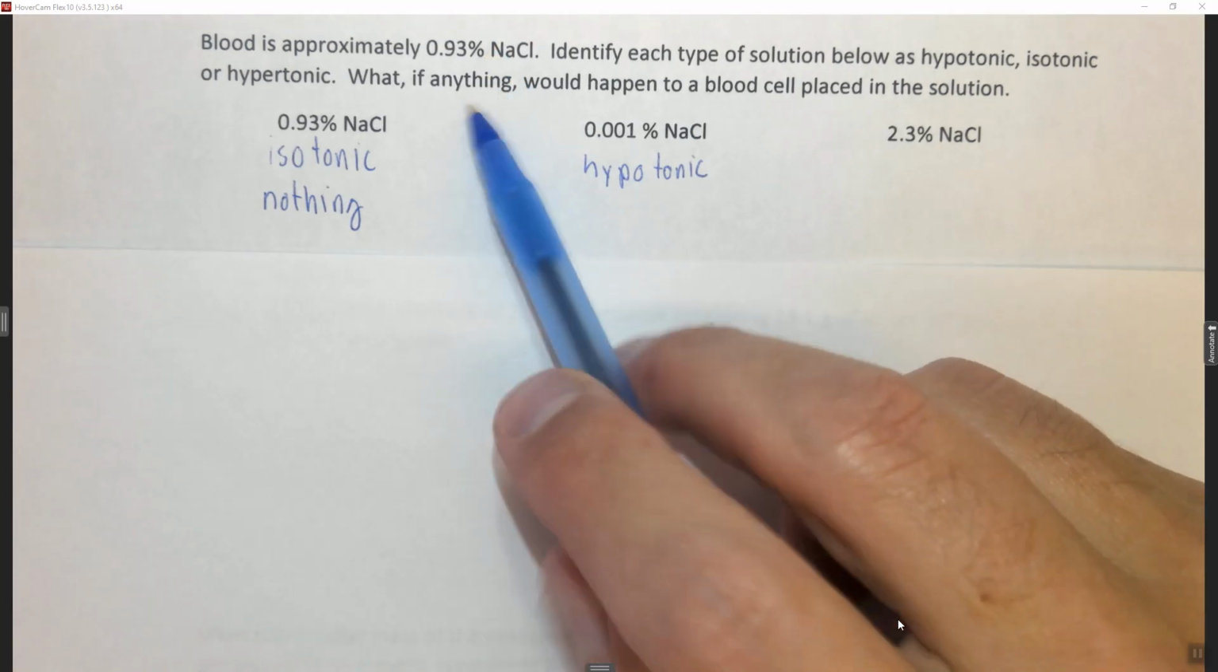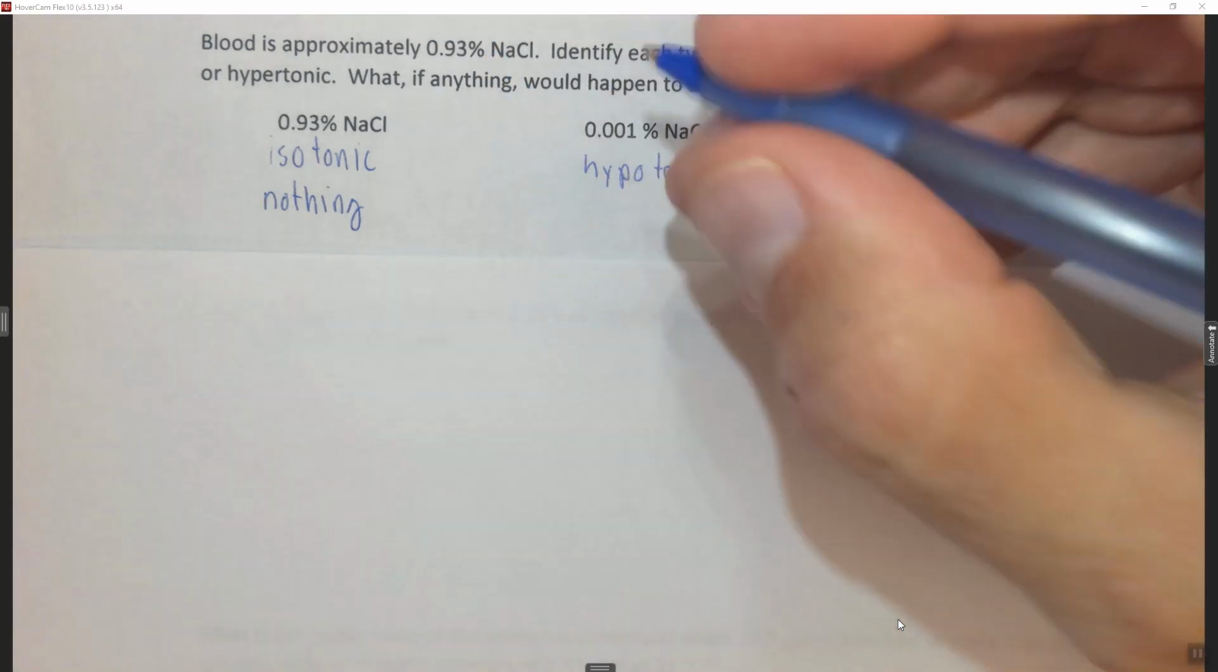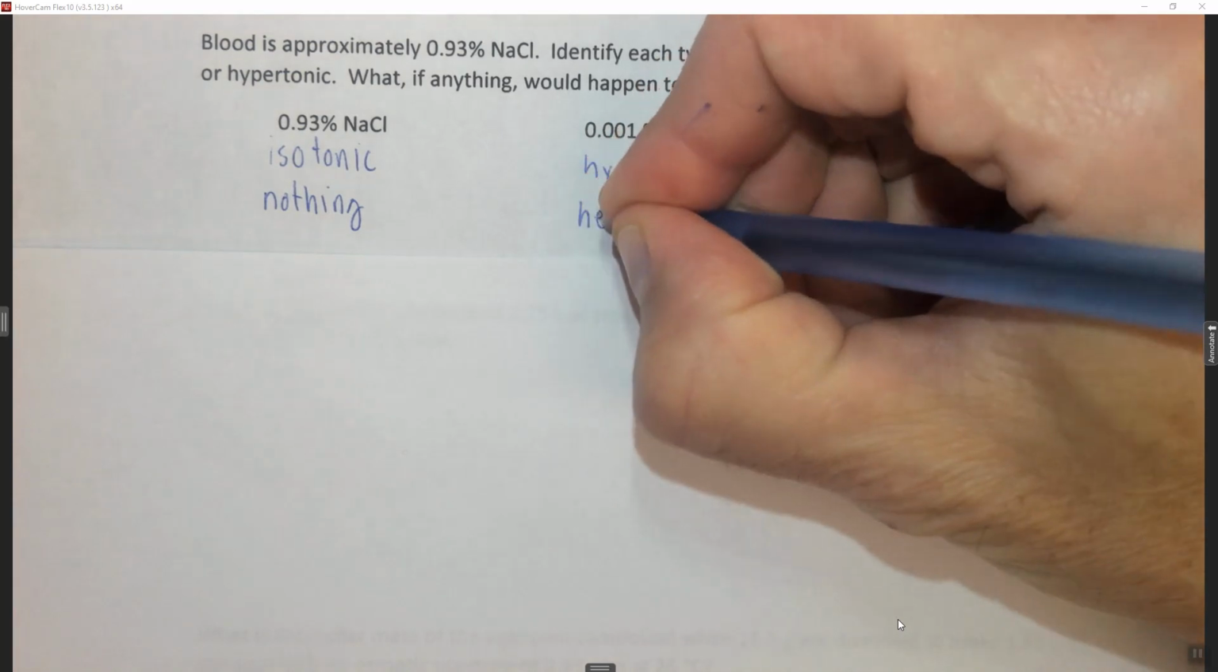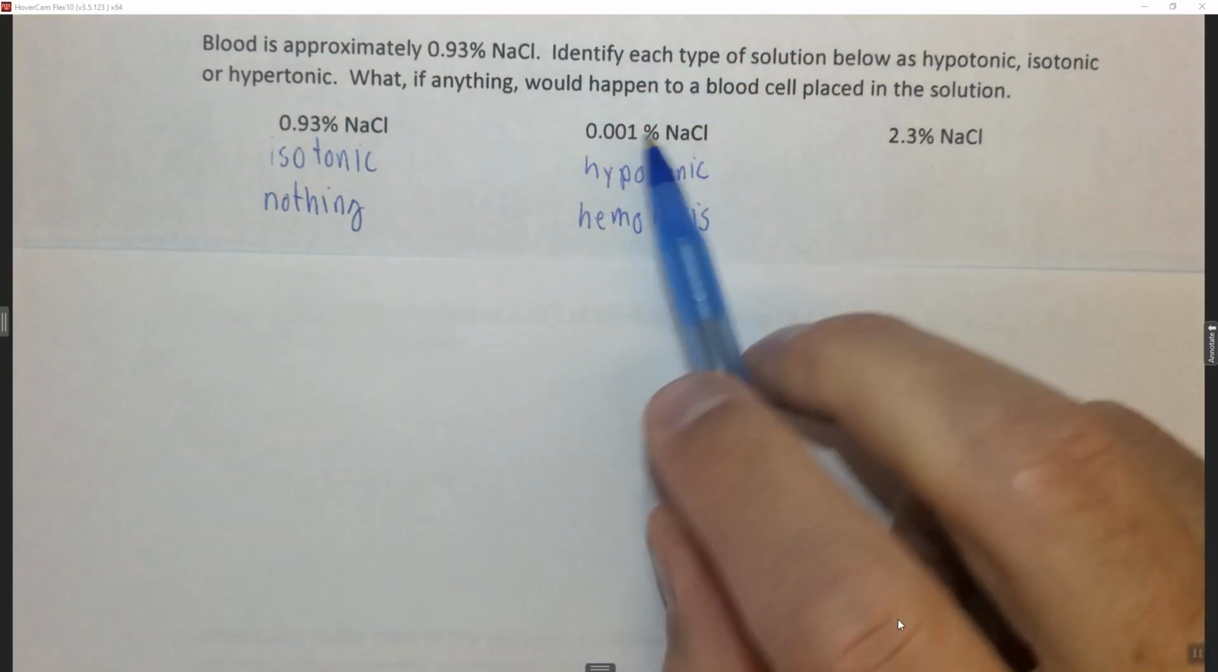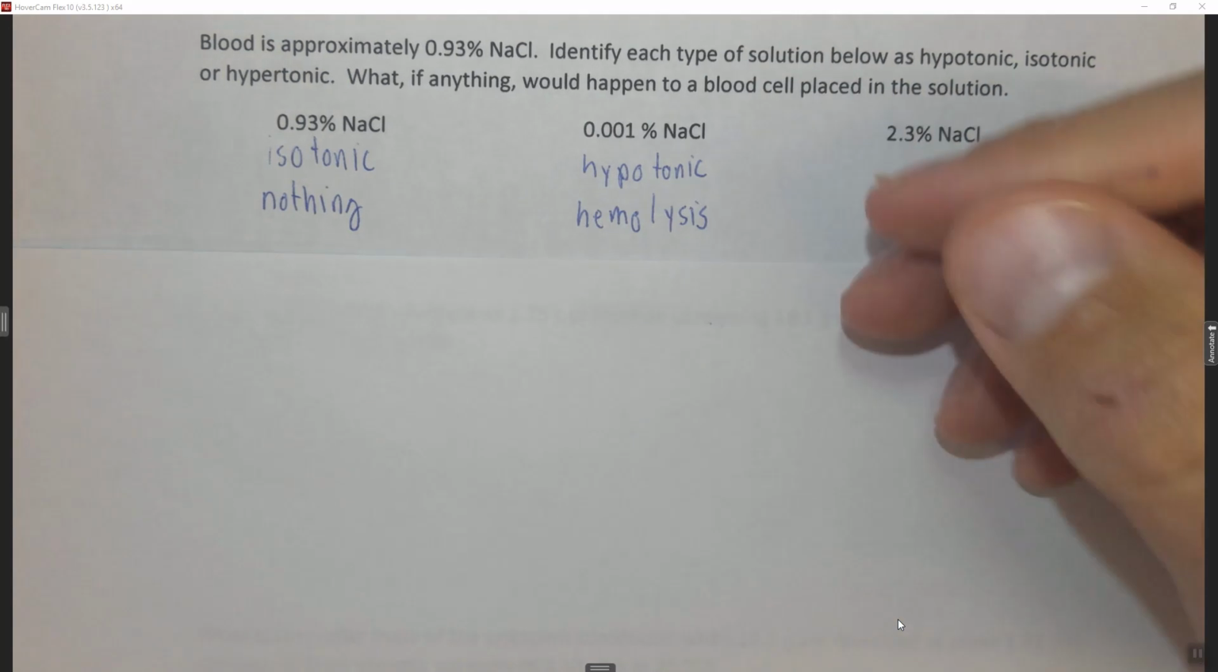And what happens is the cell will puff up like a balloon and eventually explode. And this is called hemolysis. Right? So that's what happens if you put the cells in a hypotonic solution.